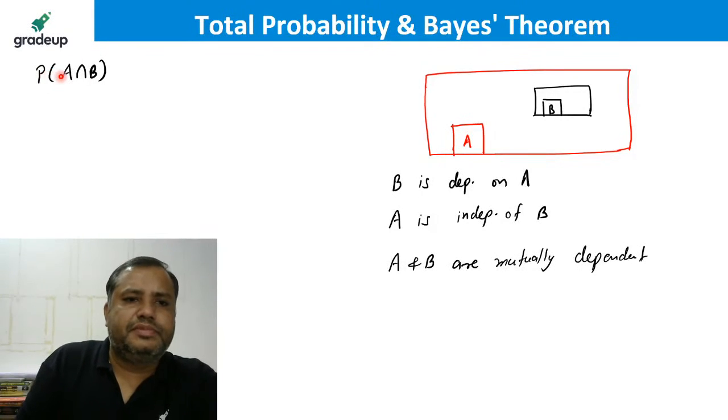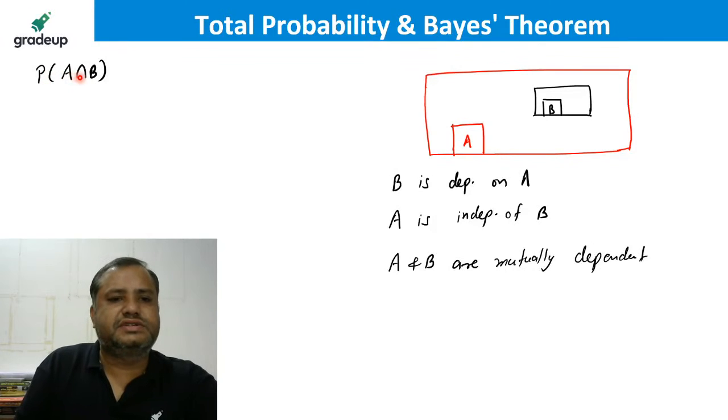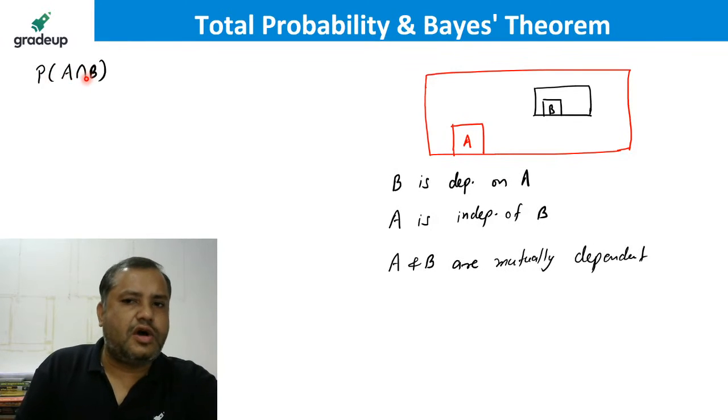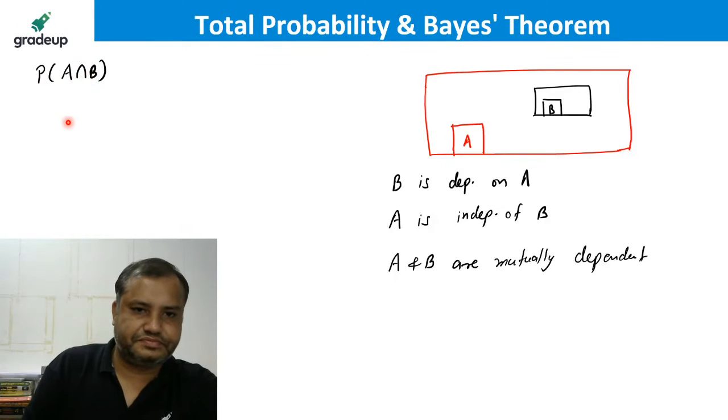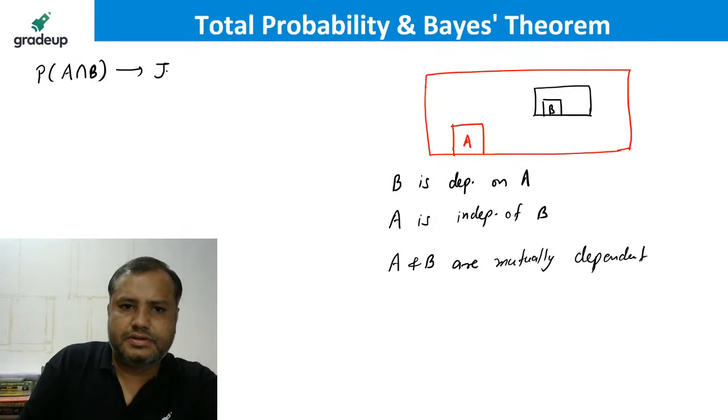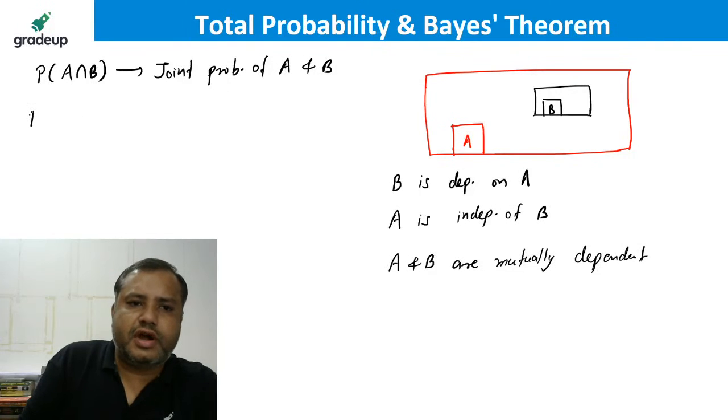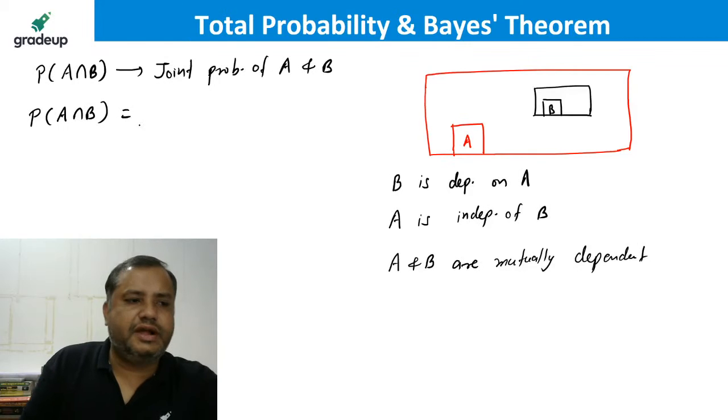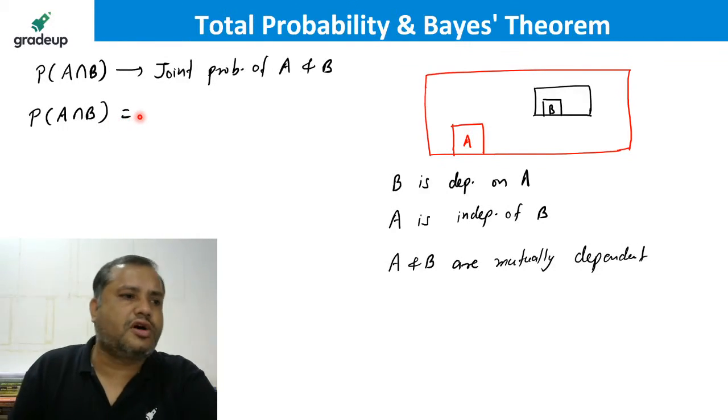This probability is denoted by P of A intersection B. How will you read it? This is the probability of A and B, also called the joint probability of A and B. So this joint probability of A and B will be equal to the product of the individual probabilities of A and B.